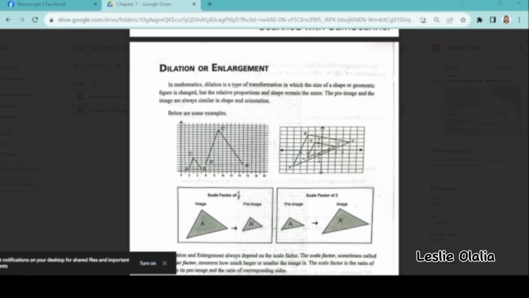So, what this means is that when we are talking about dilation or enlargement, the size can be changed but not the figure itself. Below are some examples.